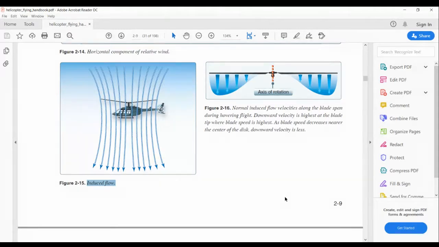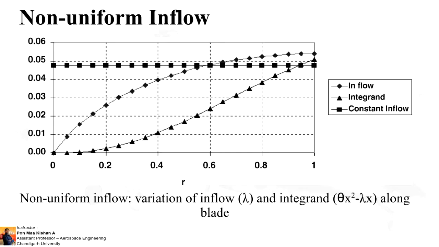But while solving the momentum theory and blade element theory, we have taken that as constant. So now we are studying non-uniformity: if the flow is non-uniform, what changes are going to happen to the thrust. In this graph, you can easily understand the same thing I showed in the picture of the FAA book, which is represented here also.